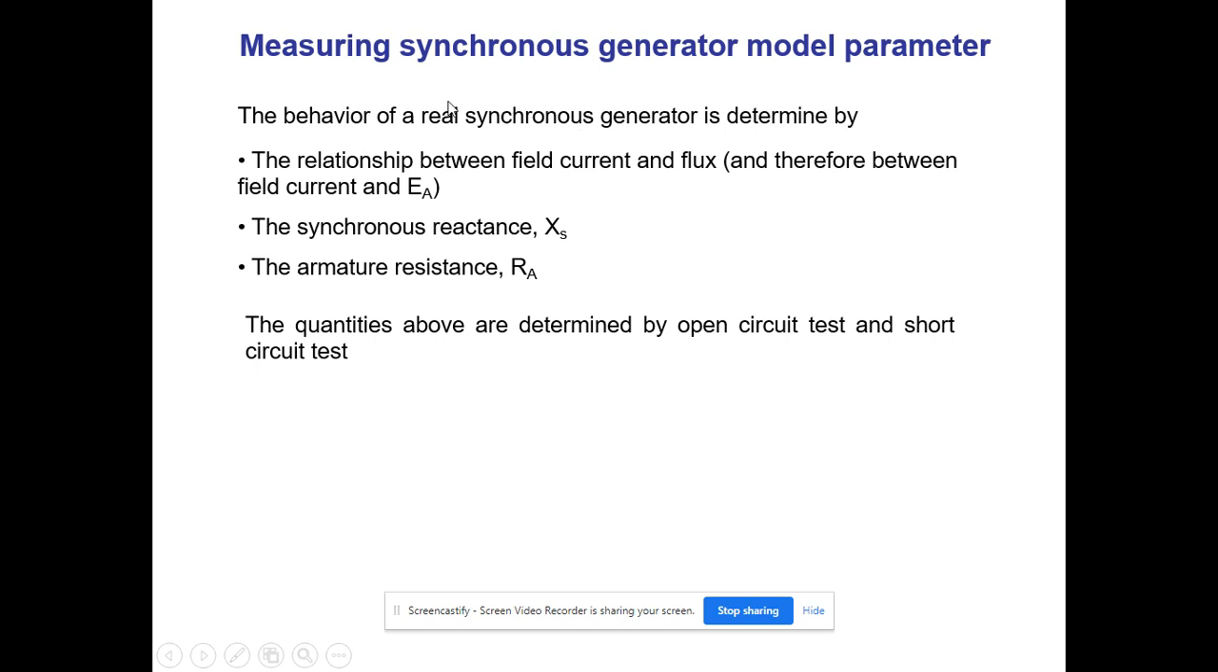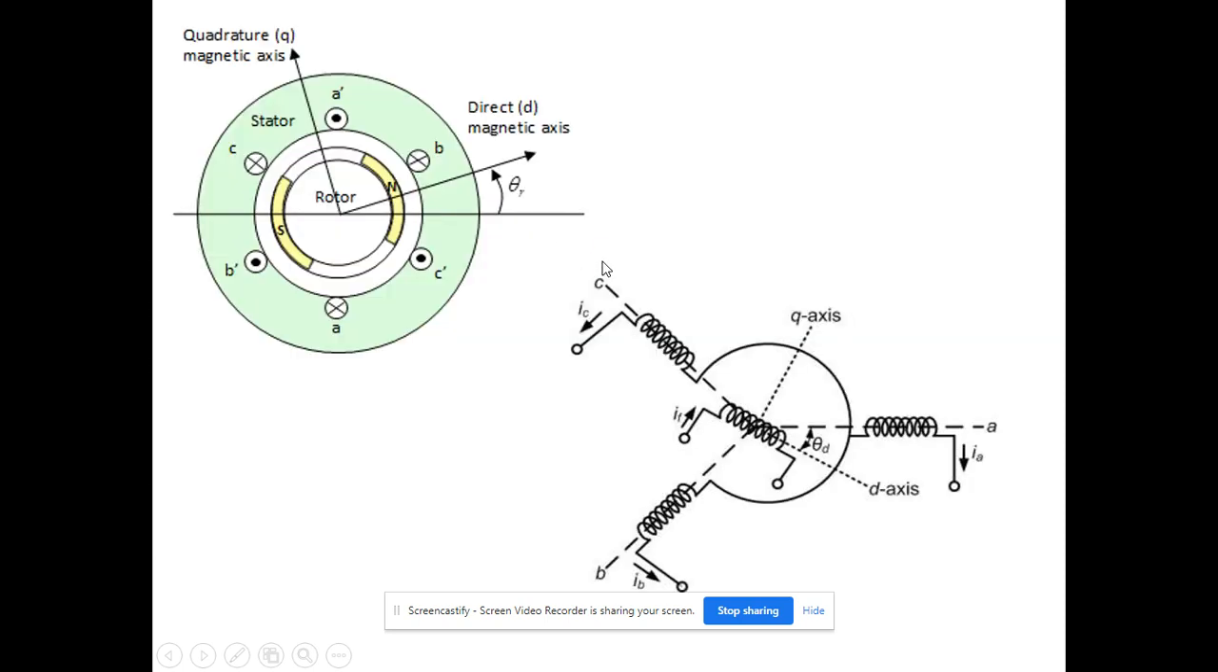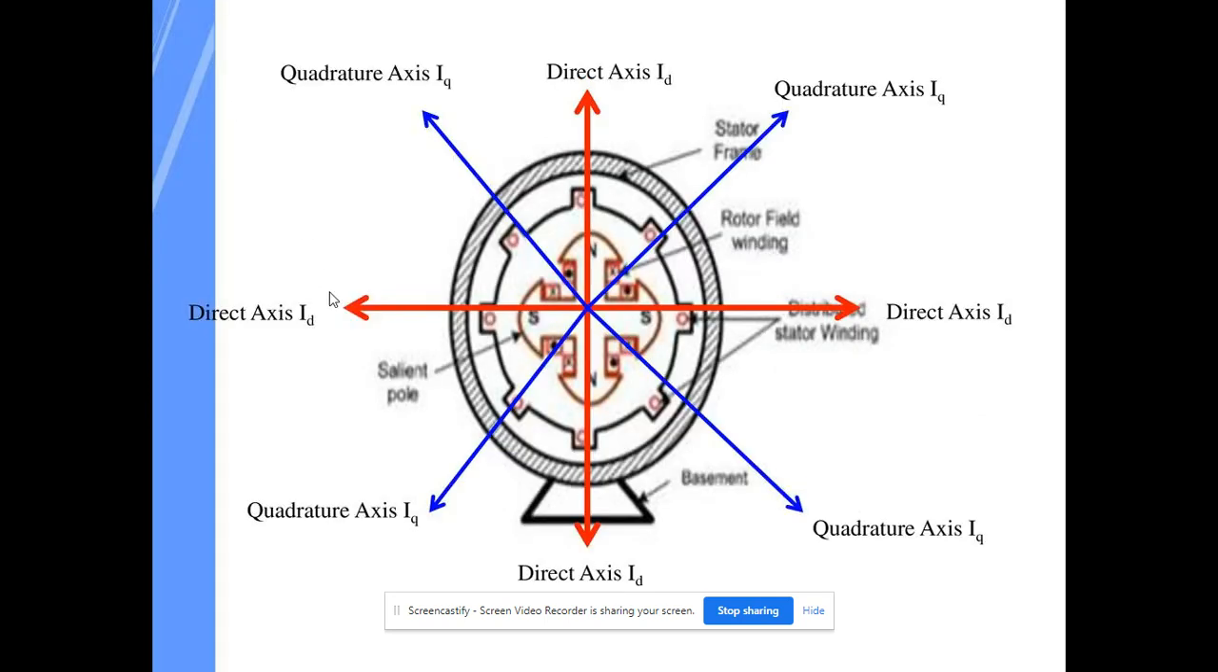What are the major parameters in this machine? One is synchronous reactance, and another is armature resistance. We have two axes: the stator MMF is locked with the rotor MMF. Only when both the stator and rotor MMF are locked can the machine run. Due to the stator and rotor MMF, this is classified as the quadrature axis and the direct axis, defined through this diagram.